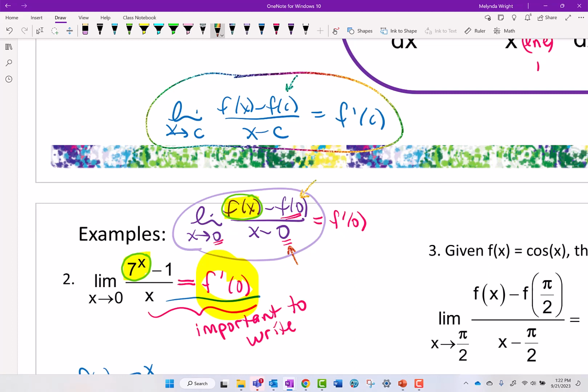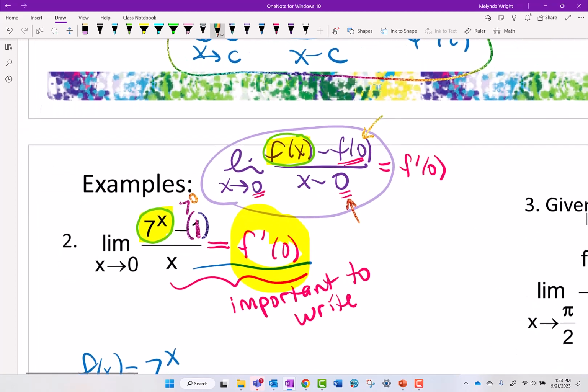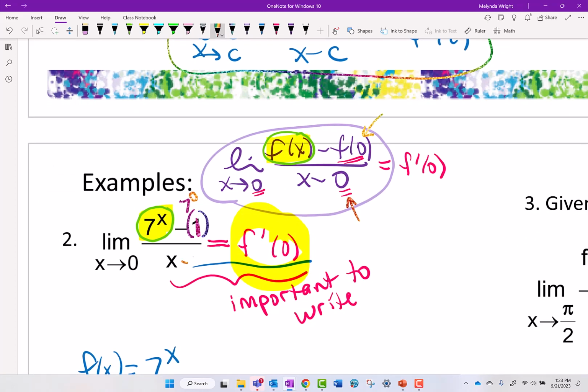Now, let me show you. This right here would be 7 to the 0, right? Because it's f of c. So I take my f, which is 7 to the x, and I plug in a 0. And what is 7 to the 0? It's 1. That's why there's a 1 right here, because that's 7 to the 0 using this formula, x minus 0. So it's all because of the formula.